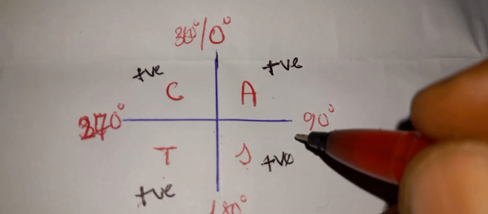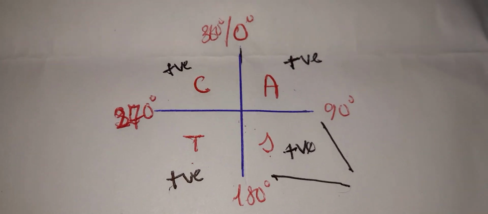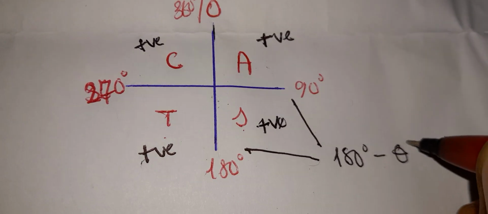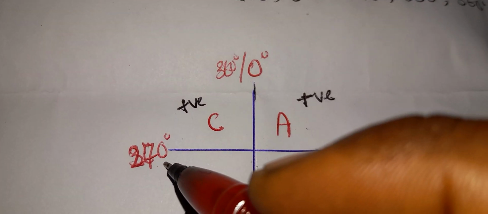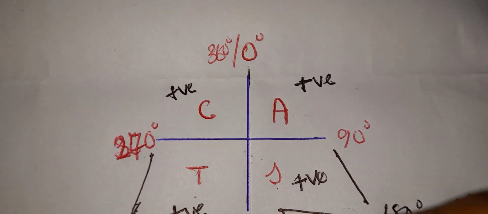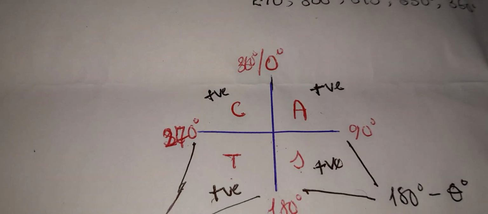Alright, so there is a mathematical expression for the second quadrant to be 180 degree minus theta, and then for this quadrant to be 180 degree plus theta, and then for the last quadrant to be 360 degree minus theta.